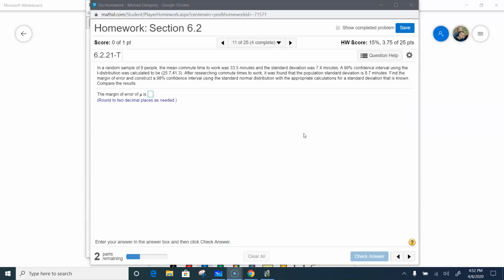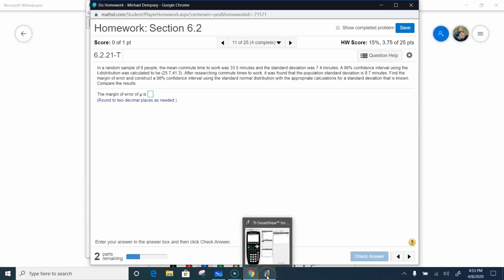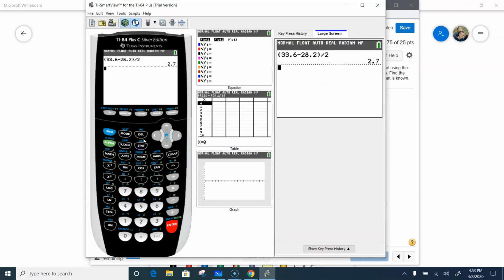Okay, so in number 11, they've already done a t-interval. They already did it for you, but now what they would like you to do is go ahead and do the z-interval like we did in the last section. But the first thing they ask you for is the margin of error. So in my opinion, the easiest way to do this is to just do the interval first. We could calculate the margin of error by hand by finding z star for 98% confidence. I think it's going to be easier just to take the data that they give us, the statistics that they give us, 33.5 and 7.4, and we'll just do the interval just like we did in the last chapter.